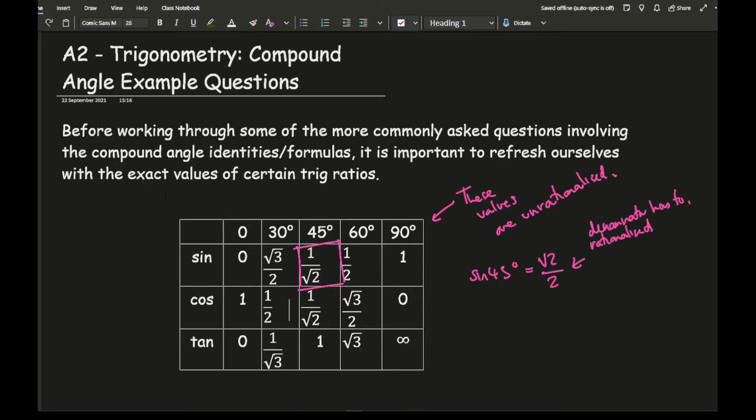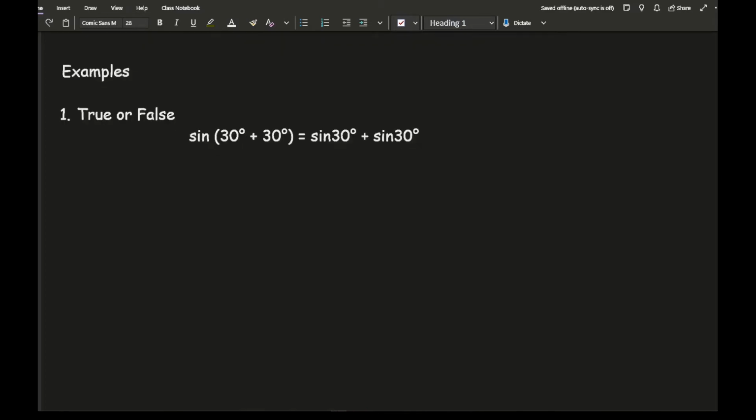sine 45 is 1 over root 2, and commonly tan 30 is going to be 1 over root 3, whereas if you enter tan 30 on your calculator, it will give you your answer as root 3 over 3. So just be wary of that when you are working with these types of questions, that ideally you want to be working with the variation where the denominator hasn't been rationalized, rather than using the values where the denominator has been rationalized. So let's get started on this very first question.